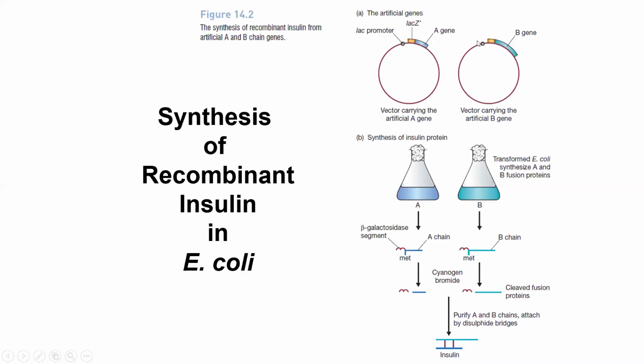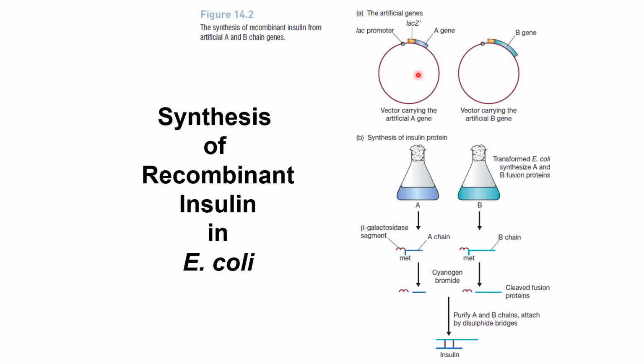Okay, how do you synthesize this recombinant insulin in E. coli? You take the A gene and clone it in a promoter, and then you have the B gene and you clone it in another promoter. So you take the A gene and clone it in, I suppose, plasmid A, then you take the B gene and clone it in plasmid B. Since the A chain is 21 amino acids and the B chain has 30 amino acids, it has to be larger in size.